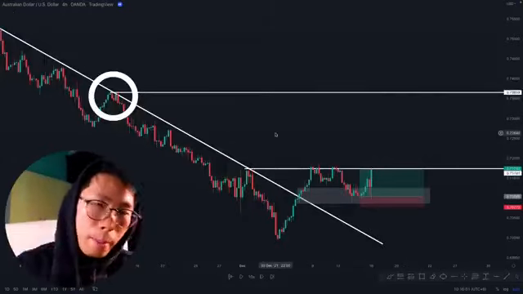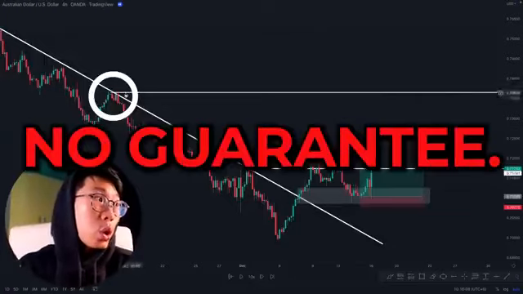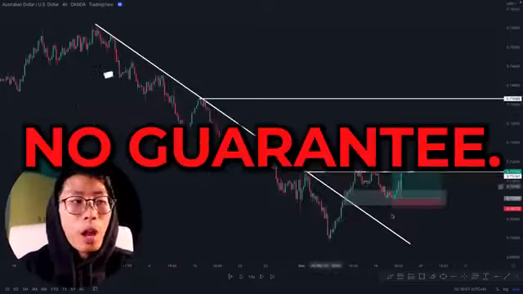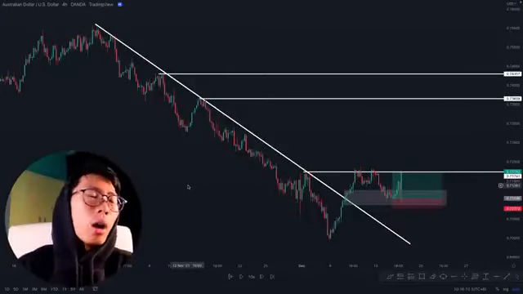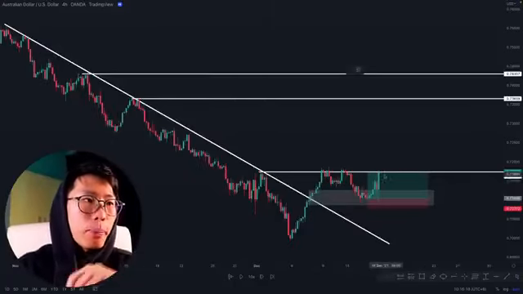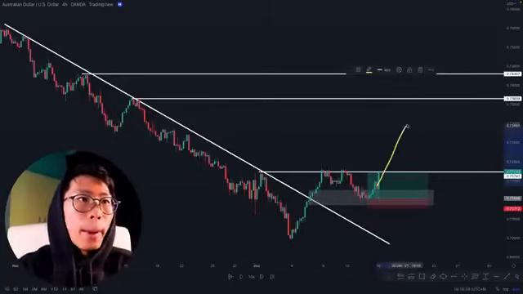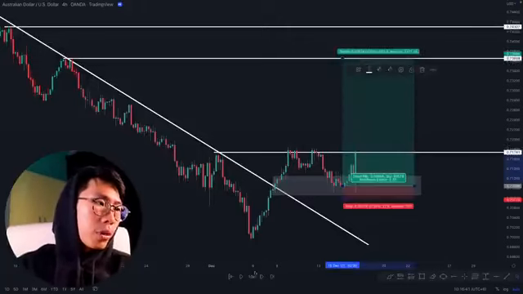I want you to remember this very, very important point. There is no guarantee that price is going to go all the way up to this level, or even up to this level right here. There is no guarantee, right? What we want to do is react to the market. If I see price go up to near this area and then start reversing and heading back down, guess what? I'm going to get out of the trade. I'm not going to be stupid enough to hold the trade. So first take profit smashed. Let's see if we can smash this second take profit.